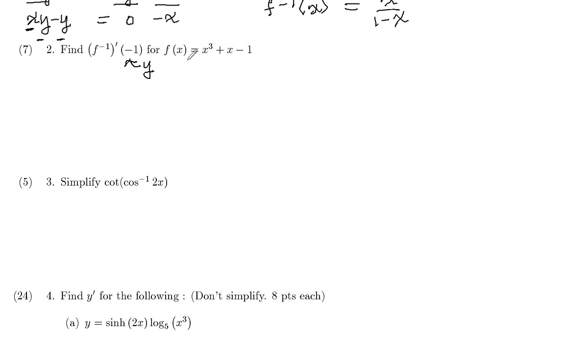So what we don't want to do is try and solve this equation for x, switch x and y and solve for x. We don't want to do that because it's actually not possible. What we want to do is use this formula for the derivative of the inverse at a point, and that's f inverse prime at a value y is going to be 1 over f prime at f inverse of y.